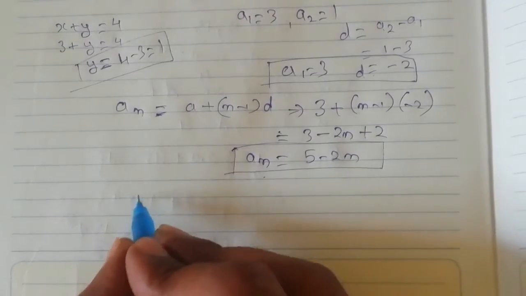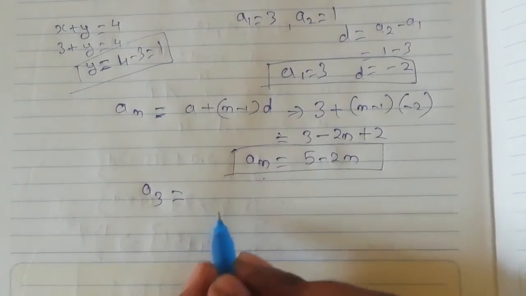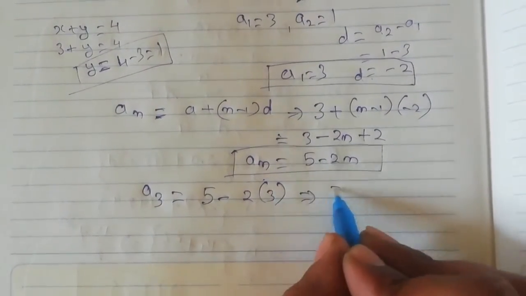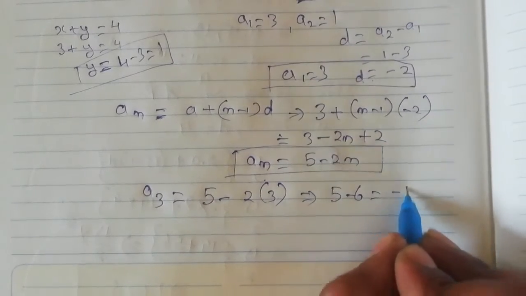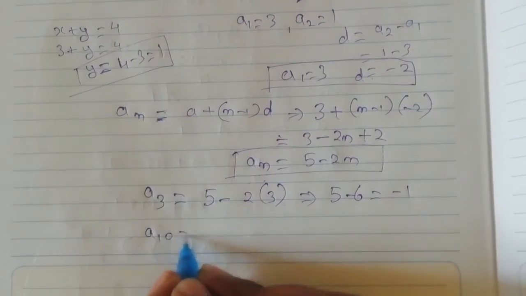So all we have to calculate is the third term. So it is nothing but a3. So this can be written as 5 minus 2 into 3, which is 5 minus 6, and minus 1 is our third term. And we also have to find the 10th term.